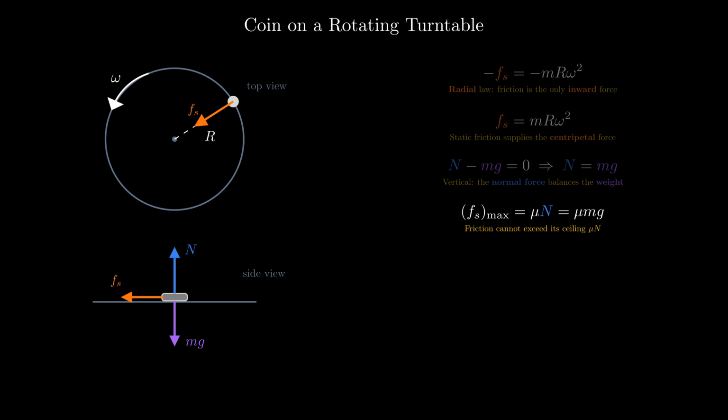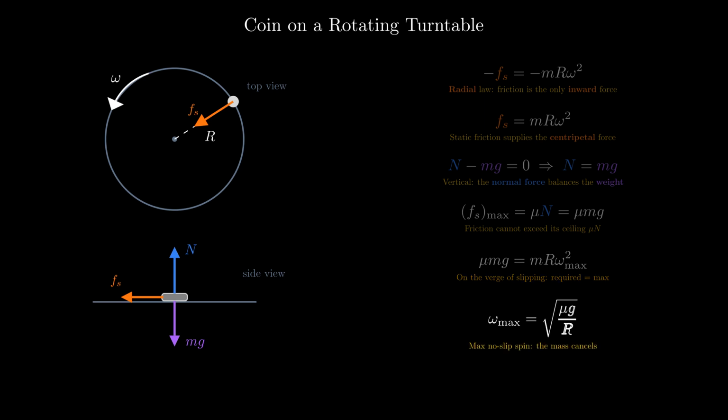At that instant, the coin is on the verge of slipping, so we set the required friction equal to its maximum. Mu mg equals m r omega max squared. The mass cancels once more. Divide by m r and take the square root. Omega max equals the square root of mu g over r. Spin any faster and the friction can no longer bend the coin's path, so it slides outward and flies off the edge. Step back and see the shared thread.